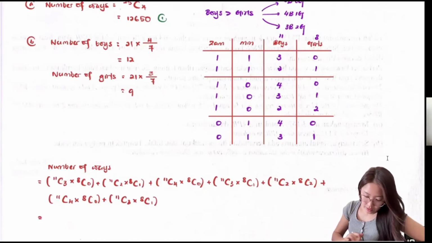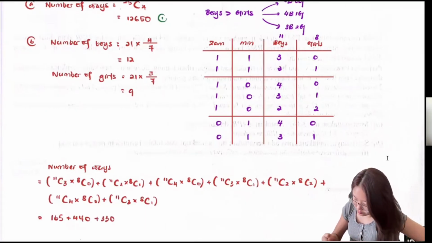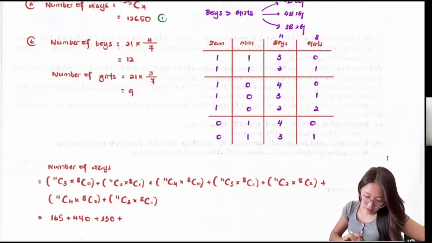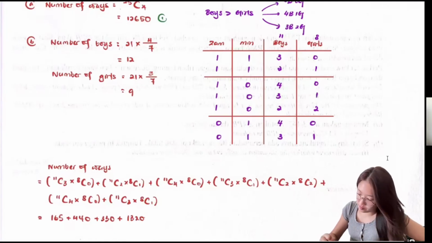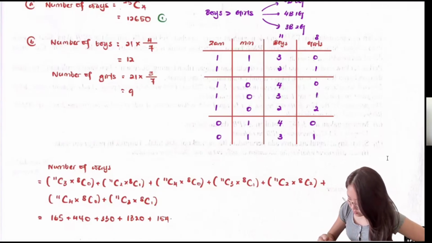Okay, then use your calculator and calculate. The first one you should get 165. And then the second one is 440. And the third one, 11C4, 8C0, is 330. 11C3, 8C1, 1320. And then 11C2, 8C2, 1540.